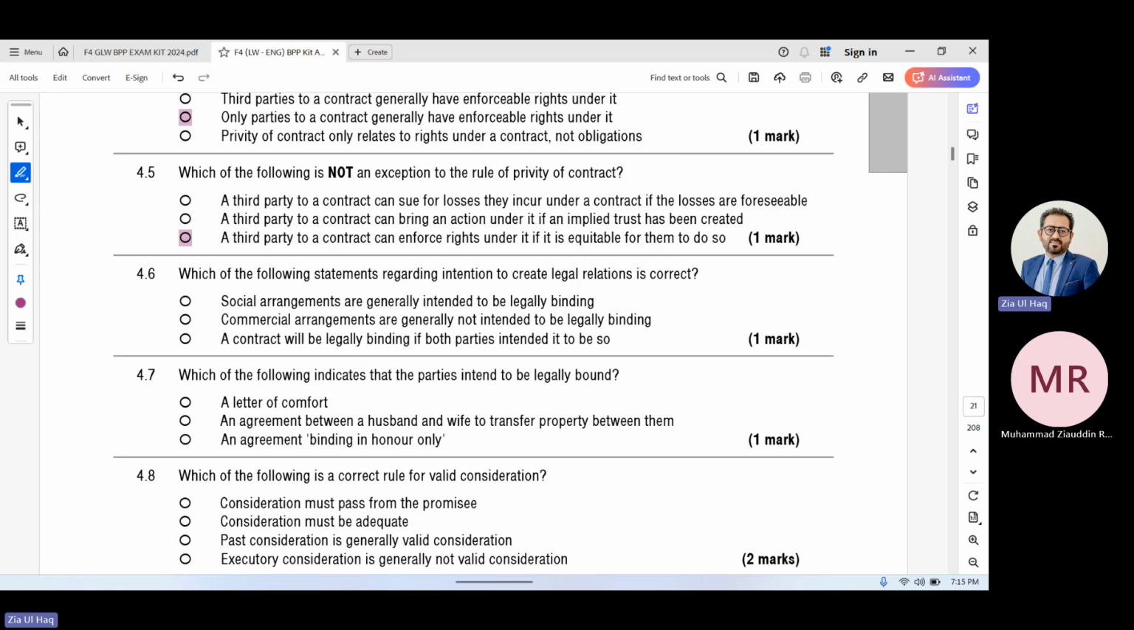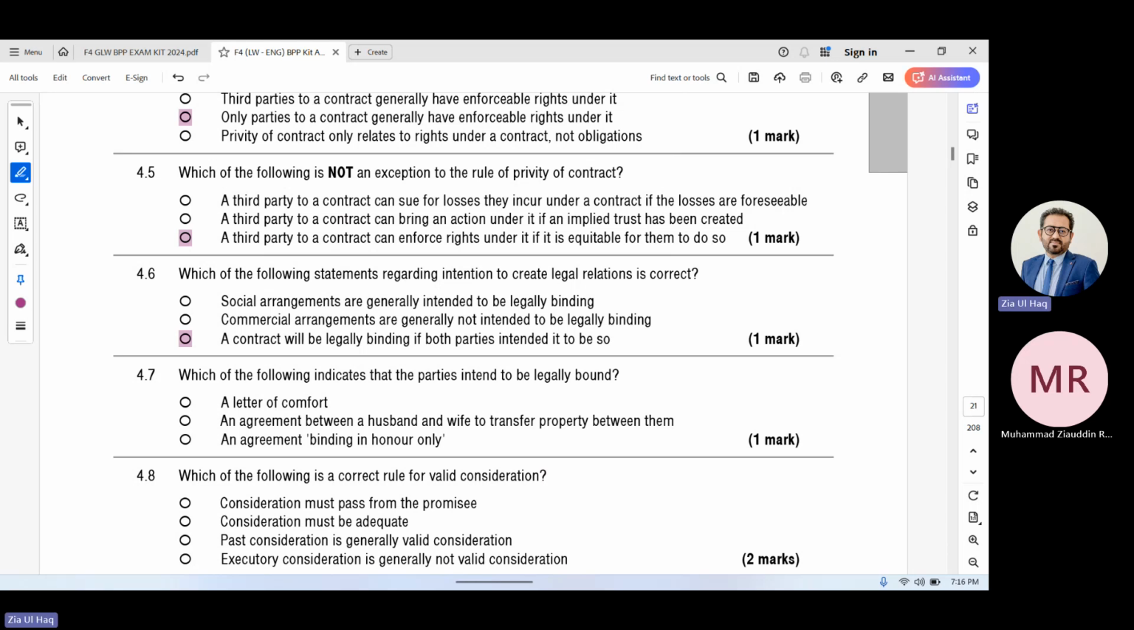Which of the following statements regarding intention to create legal relations is correct? Social arrangements are generally intended to be legally binding? No. Commercial agreements are generally not intended? No. Commercial agreements are always binding? No. A contract will be legally binding if both parties intended it to be so. Yes, there is intention to create a legal contract.